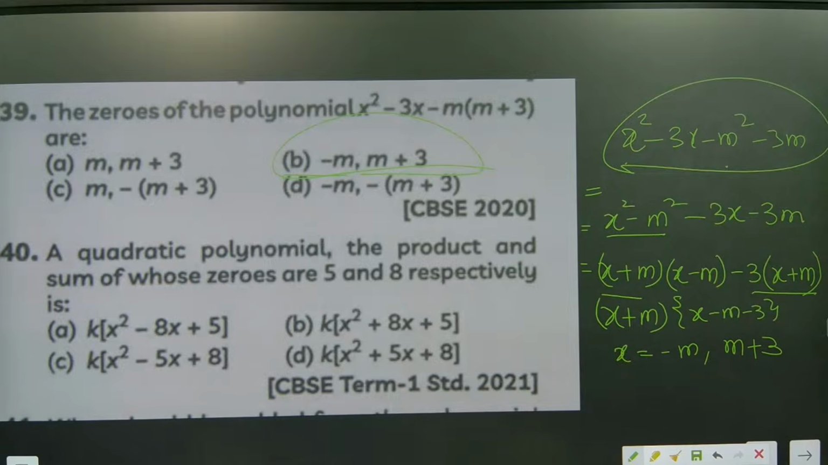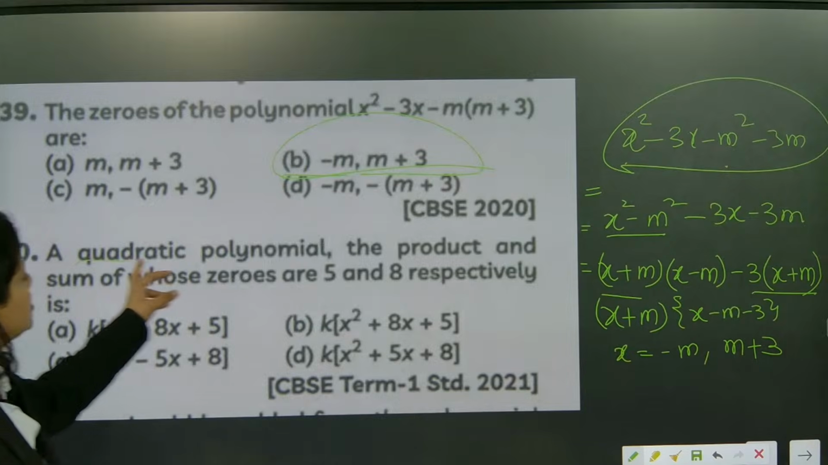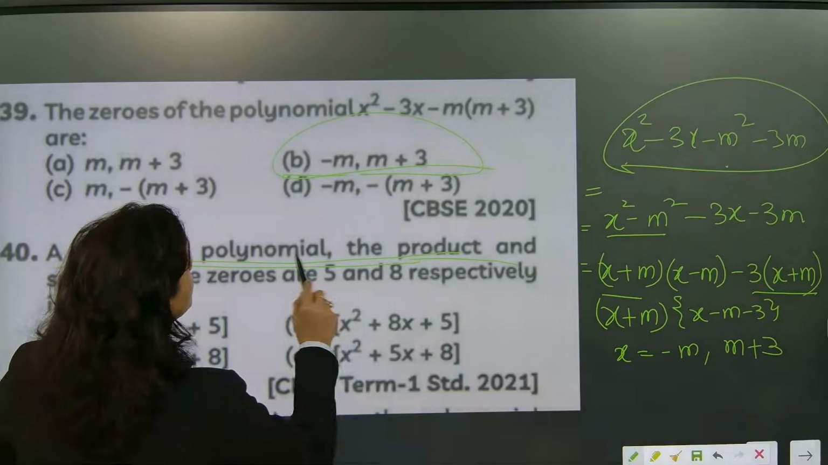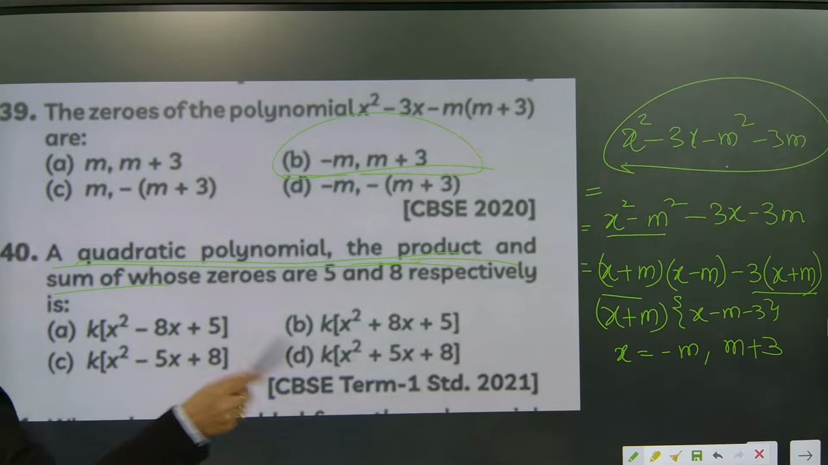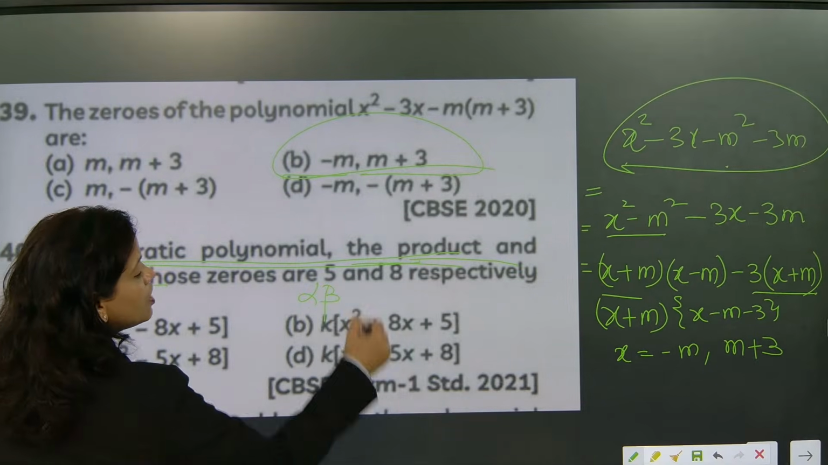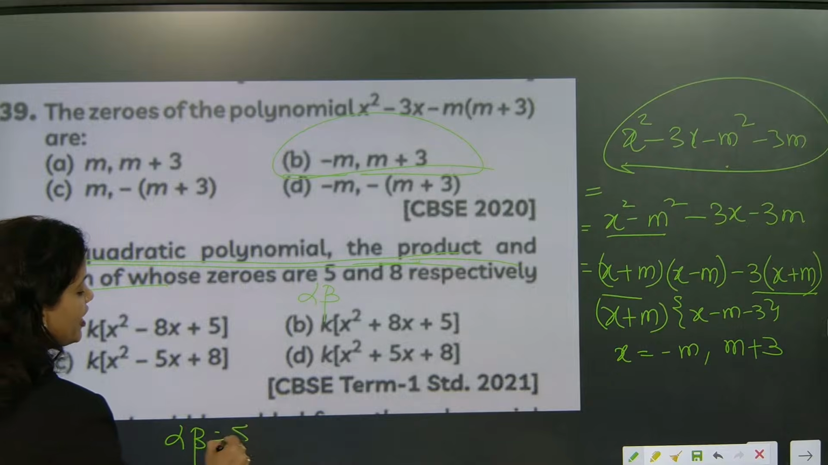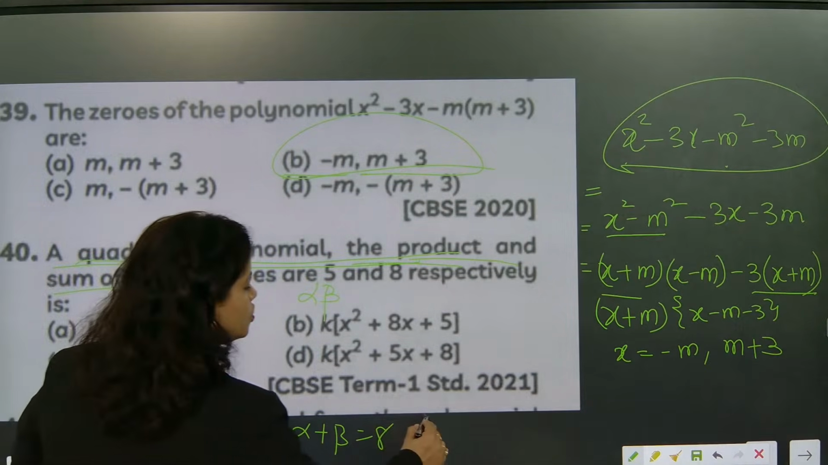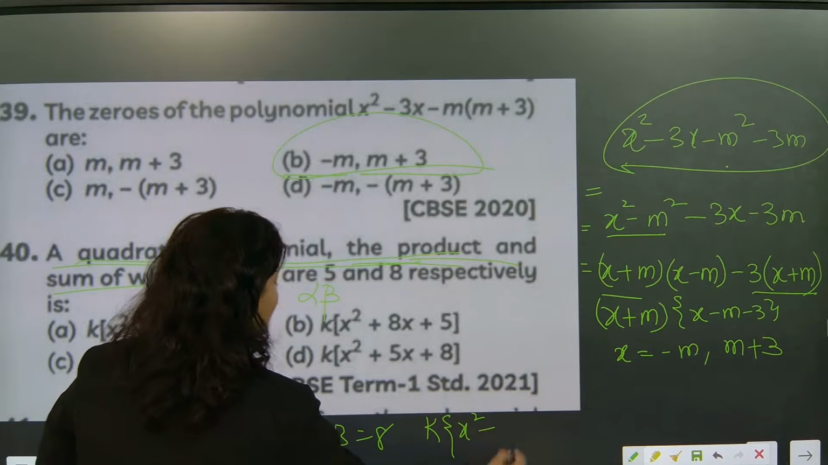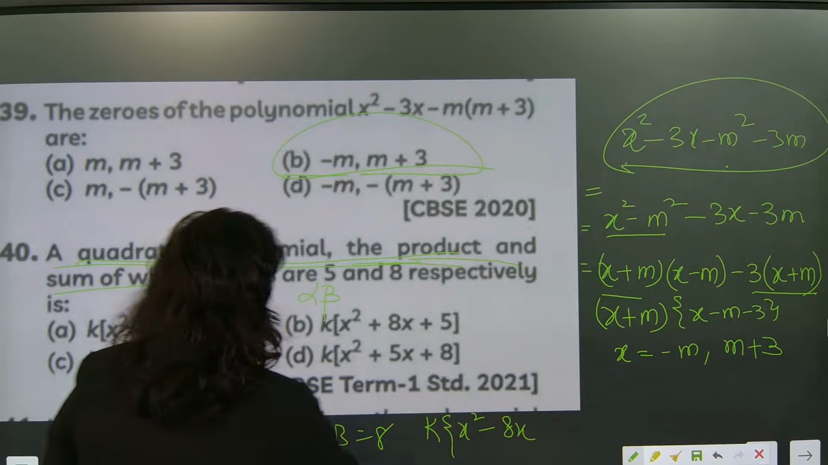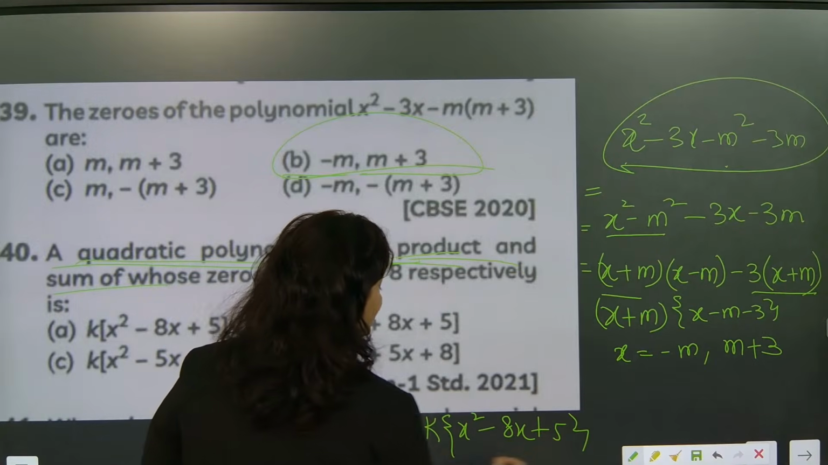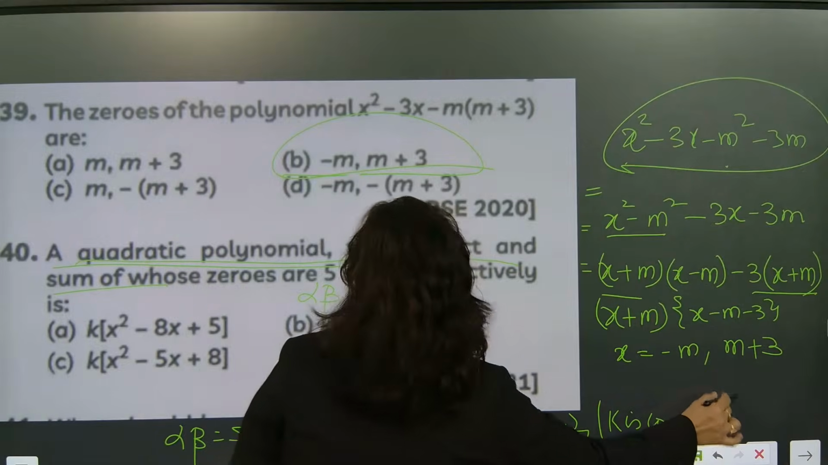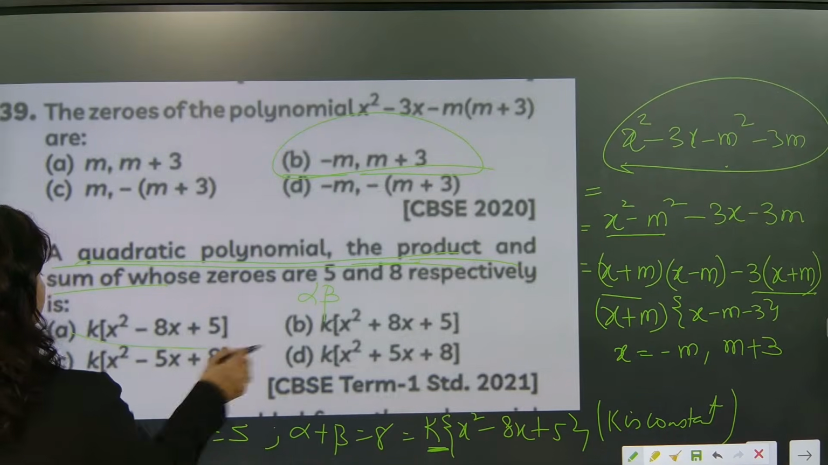Are you ready for it? And your time starts now. See, nothing is there in the question, beta. What is written? See the polynomial, the product and sum. First time they have given alpha into beta. This is alpha into beta. So here very cleverly they gave alpha into beta is 5 and alpha plus beta is equal to 8. So what do we need to do? K, right, after that x square minus 8x plus 5. Always mention what you have taken K as. K is constant.